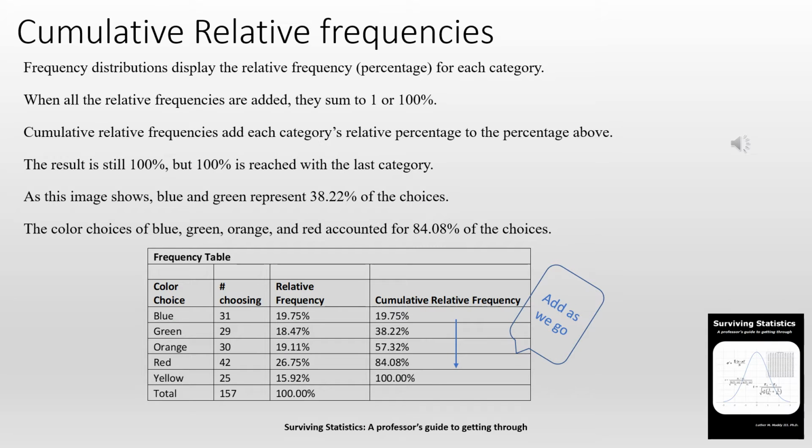We saw on the previous screen that the relative frequencies add up to 100%, and we saw that graphically illustrated with the pie chart. The next thing that you'll need to learn about is cumulative relative frequencies, and cumulative just simply means they accumulate.